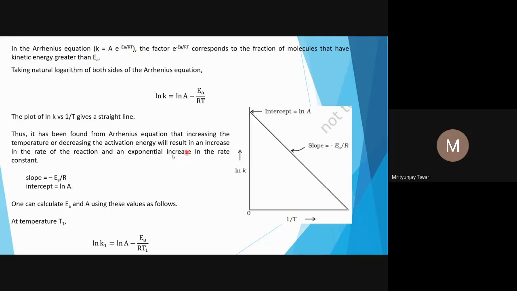So thus it has been found from the Arrhenius equation that the plot of ln k versus 1 by T gives a straight line. This is what we have seen. Thus it has been found from the Arrhenius equation that increasing the temperature will result in an increase in the rate of reaction. Why? Because the value of ln k increases, and there is an exponential increase in the rate constant.